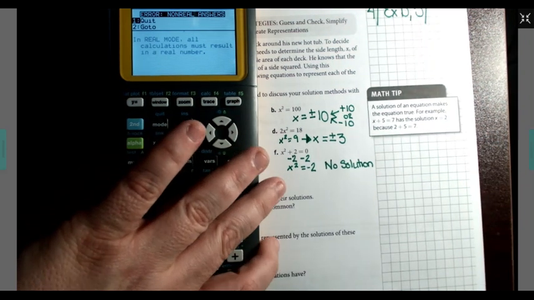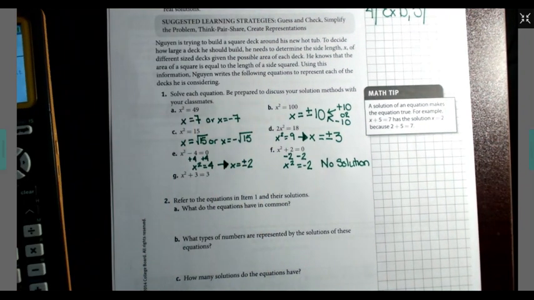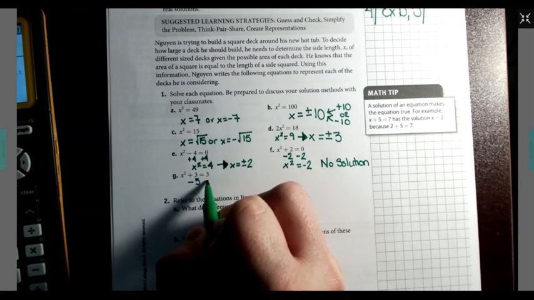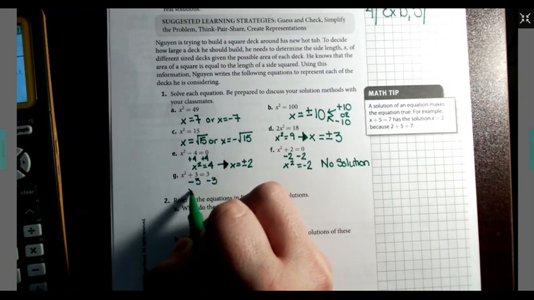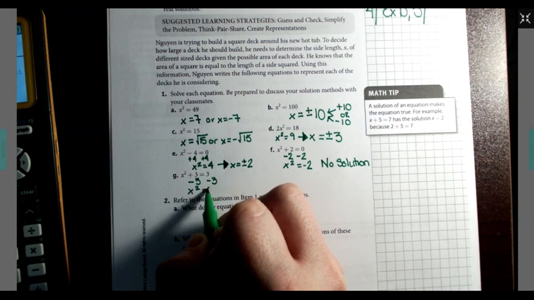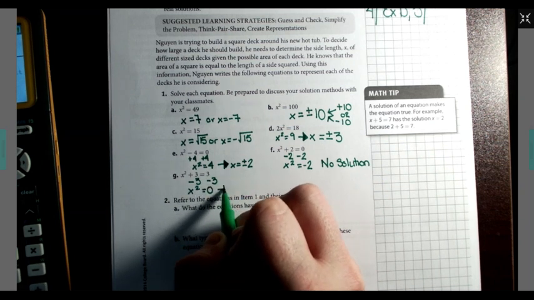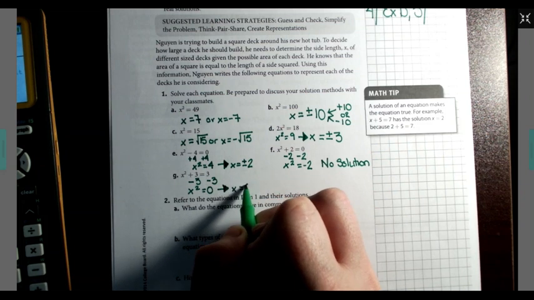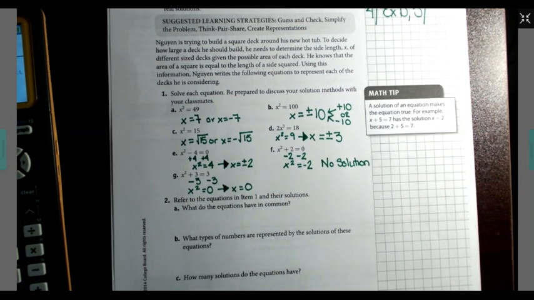Here, we're going to subtract 3 from both sides. X squared equals 0. So my answer here is x equals 0. I'm not going to put a positive or negative here because it doesn't matter. 0 doesn't contain a positive or negative. It's just 0.